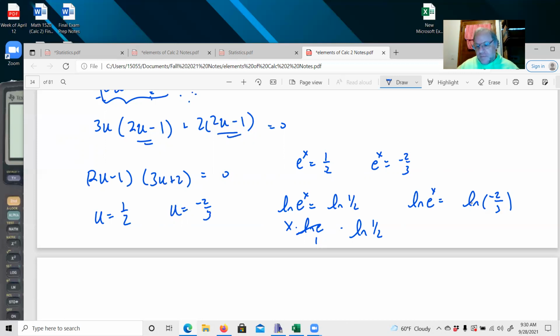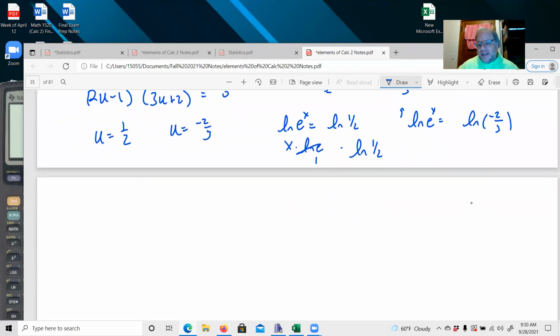But from the step above, what does the graph of e to the x look like? You should know. It's like that. Are there any negative numbers on this graph? Does it cross any negative numbers? Does this graph cross down here at all? No. So this is no solution.